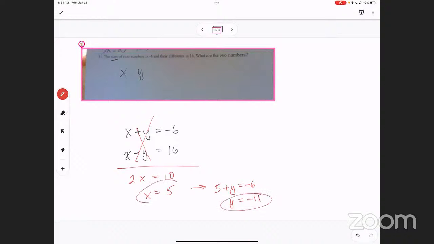Let's see if that works. Is 5 minus -11 equal to 16? Wouldn't it be -6 though? No. Because you have -11. What's minus a negative? Yep. It works, doesn't it? Yeah, 5 plus 11. So yeah, that works. So your numbers are 5 and -11.